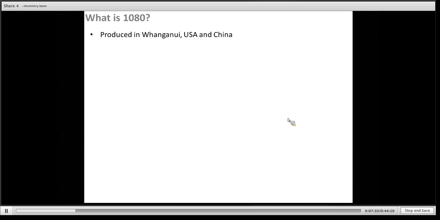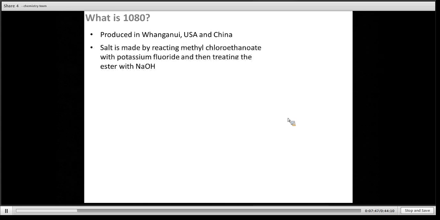Now, following on with what is 1080, first of all, it's produced mainly in the USA and it's processed also in Whanganui. It's also produced in China. There's more and more places making it. And the salt is made by taking an ester, methyl chloroethanoate, and treating it with a salt, potassium fluoride, and then taking the ester formed from that reaction and treating it with sodium hydroxide.